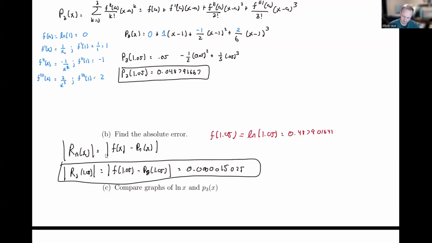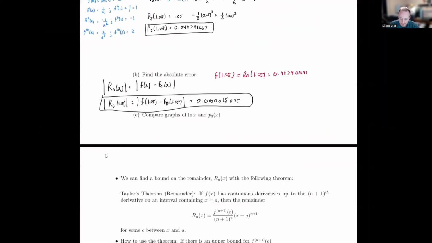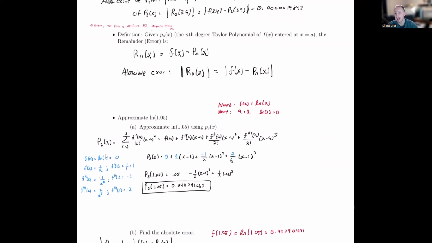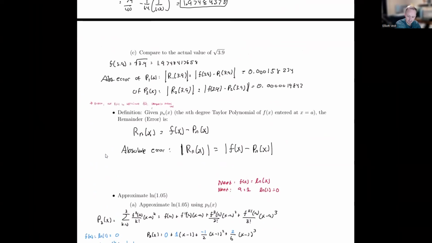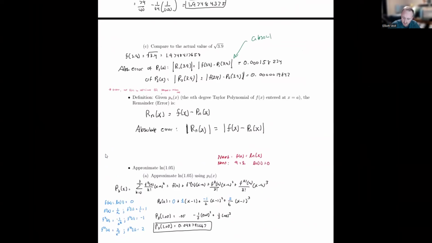Let's move on to more problems that you're going to see in your homework here. So, more about the remainder stuff. You can always find the remainder by plugging in the actual values you have, right? So that's what we did in this case here. That's how you found what we would call an absolute error, right?